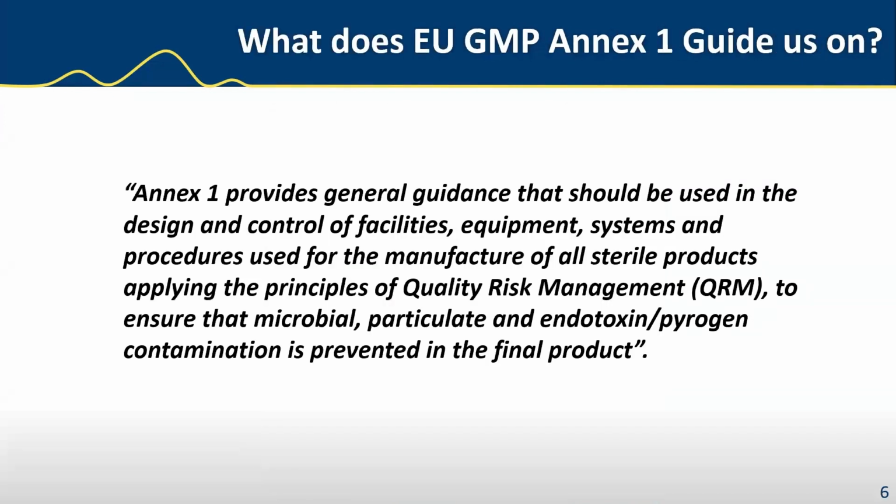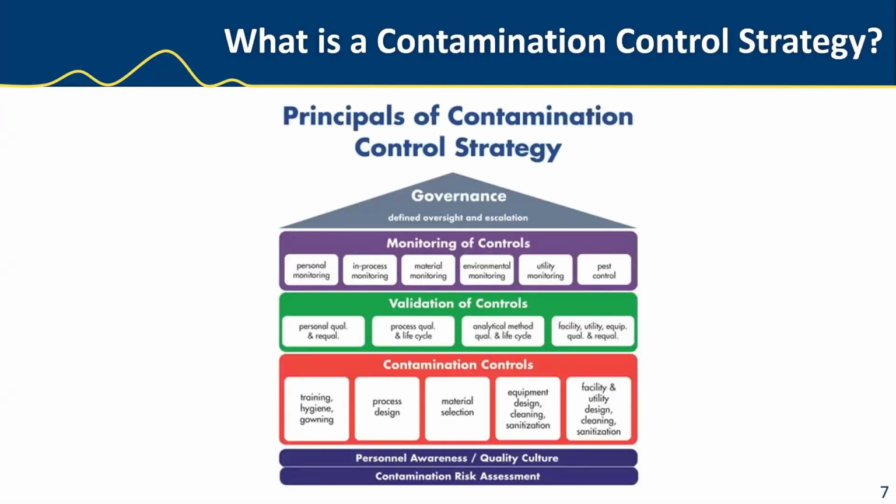So what does EU GMP Annex 1 guide us on? Annex 1 provides general guidance that should be used in the design and control of facilities, equipment, systems, and procedures used for the manufacture of all sterile products, applying the principles of quality risk management, QRM, to ensure that microbial, particulate, and endotoxin pyrogen contamination is prevented in the final product. Now, a contamination control strategy is a comprehensive approach designed to prevent, reduce, and manage contamination in these environments where cleanliness and sterility is crucial.